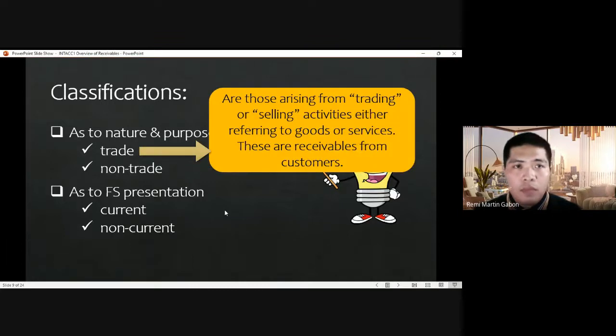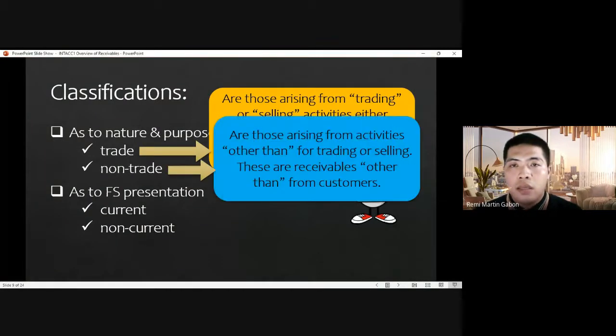Now, we consider it as coming from trade, or trade receivables, if arising from trading or selling activities, either referring to goods or services. Meaning we are referring to activities when customers are involved. Other than those activities that involve customers, we can say that they are generally non-trade. Okay?